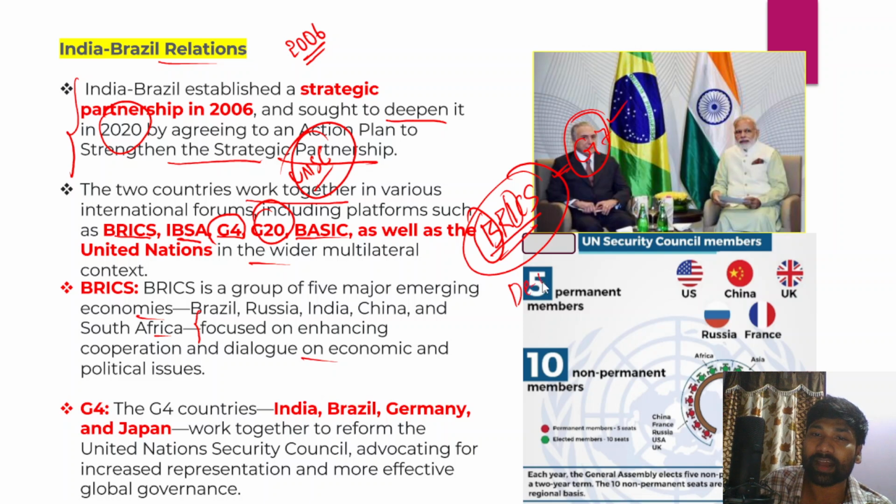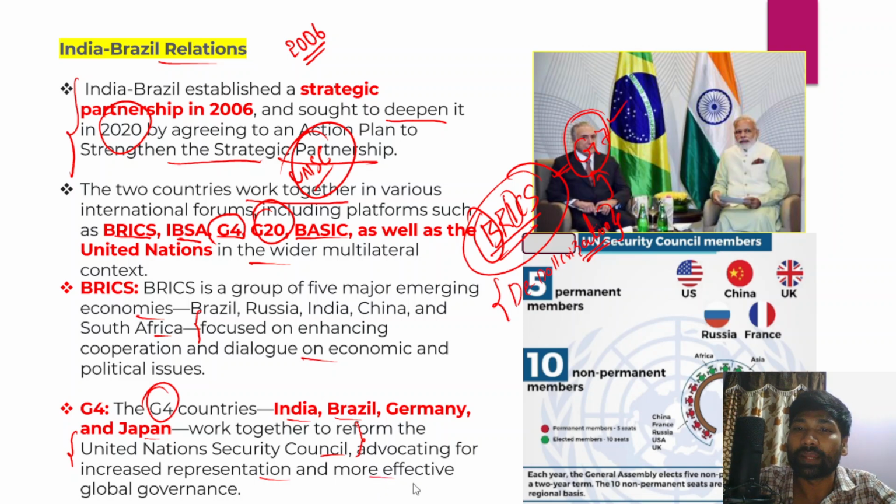And BRICS countries are also looking at de-dollarization of the global economy, and de-dollarization of the global economy would certainly benefit both India and Brazil in the longer term. And the G4 countries, including India, Brazil, Germany, and Japan, decided to work together to press for the reform of institutions of global governance, specifically the United Nations Security Council. Therefore, advocating for increased representation and even more effective global governance, right?